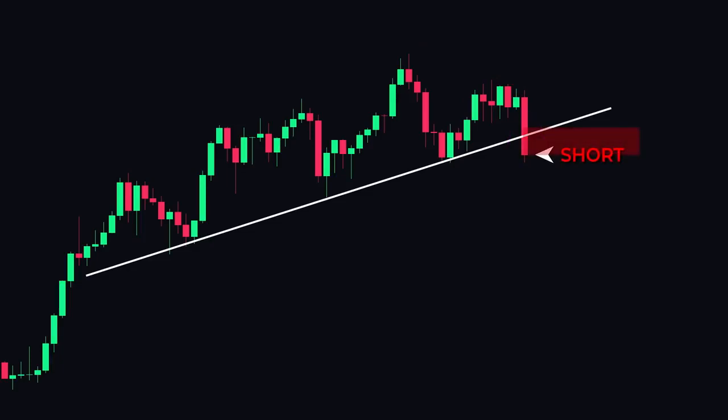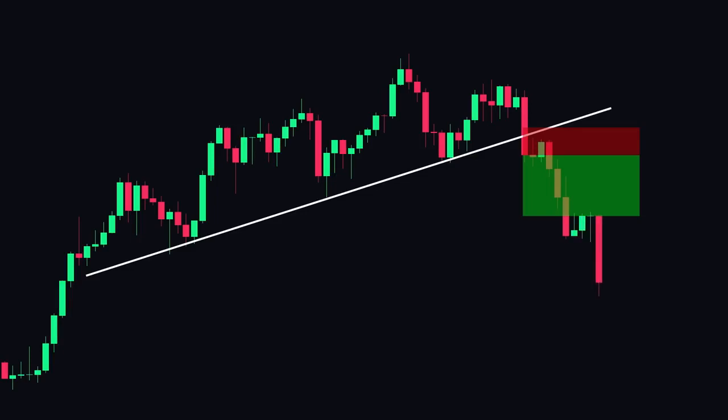Next, a stop loss could be placed slightly above the trend line break, and a take profit at 2 times the stop loss size. And as you can see, price went down and hits our take profit.